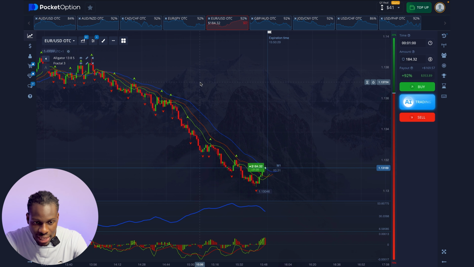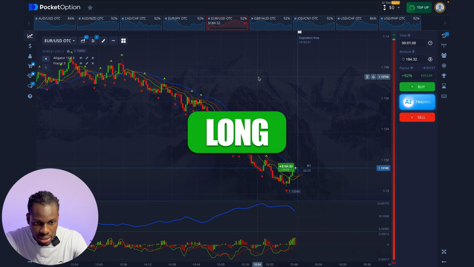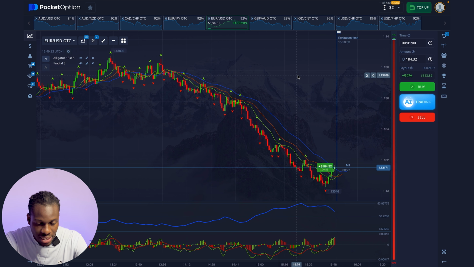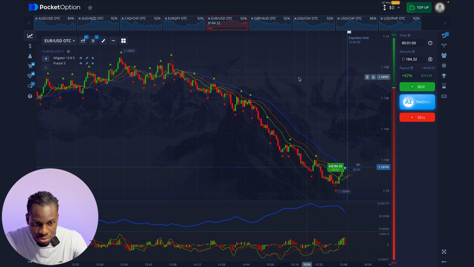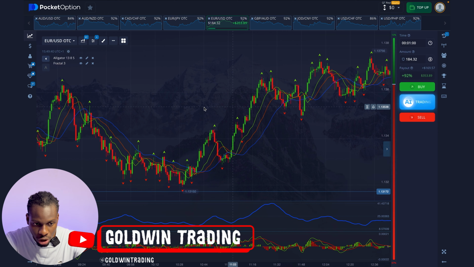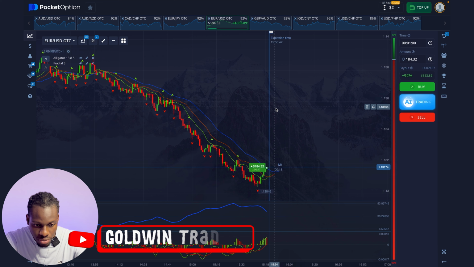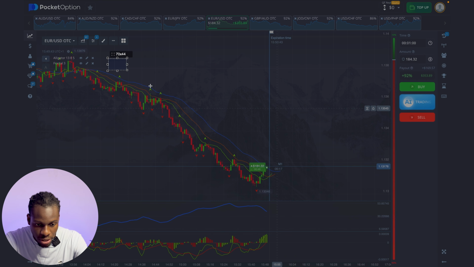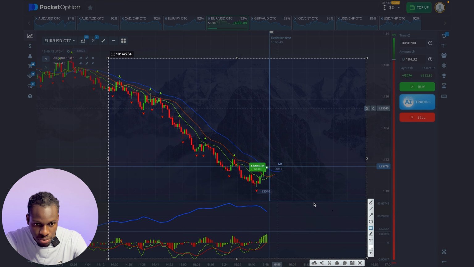Okay, guys, so I just took the next trade here, and as we can see, this is a downtrend, but it seems like a reversal may be happening right now, and that's why I took a long trade here. So let me just mark that out.